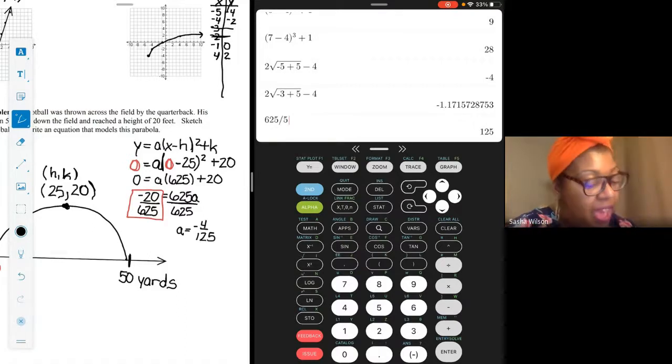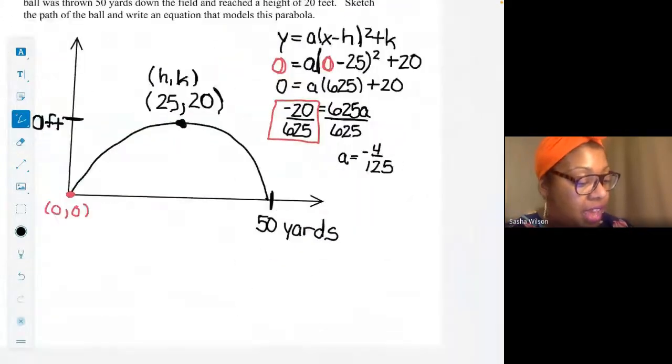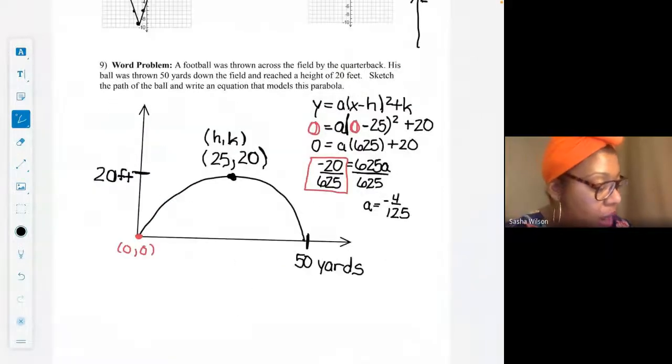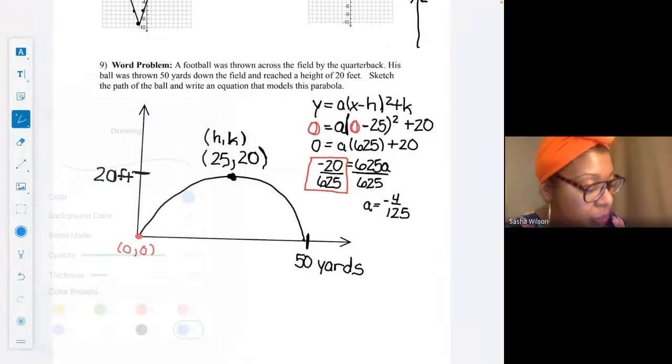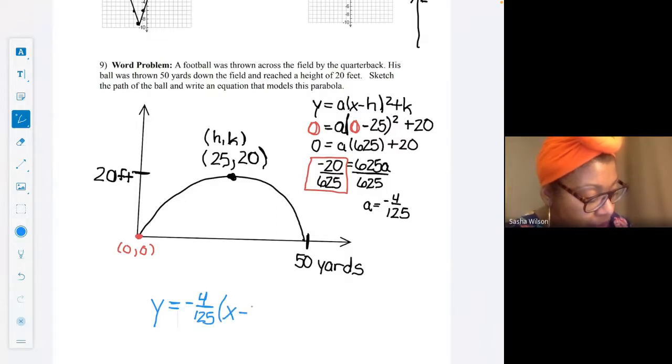Once we have a, we're able to write our rule. That was really important to find a. So now we're able to write our rule. Let's write it in a fun color. Let's write it in blue. Y equals negative 4 over 125. I would keep it as a fraction. Parentheses, x minus 25 squared plus 20.